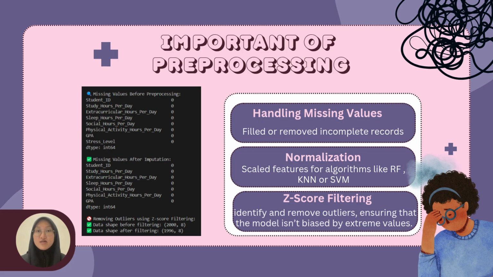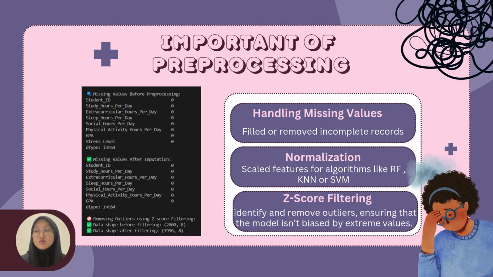The first one is handling missing values. The dataset had some missing entries, for example, missing sleep hours or academic score. We handle this by removing rows that had too many missing values, or otherwise we fill them using the mean for numerical features and the mode for categorical features. This helped avoid bias and ensured every record was usable. But for our dataset, the result shows that there is no missing value.